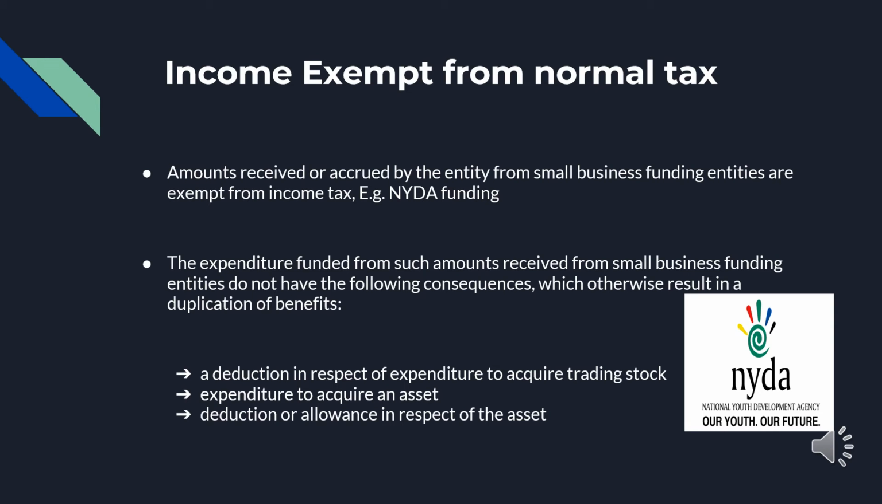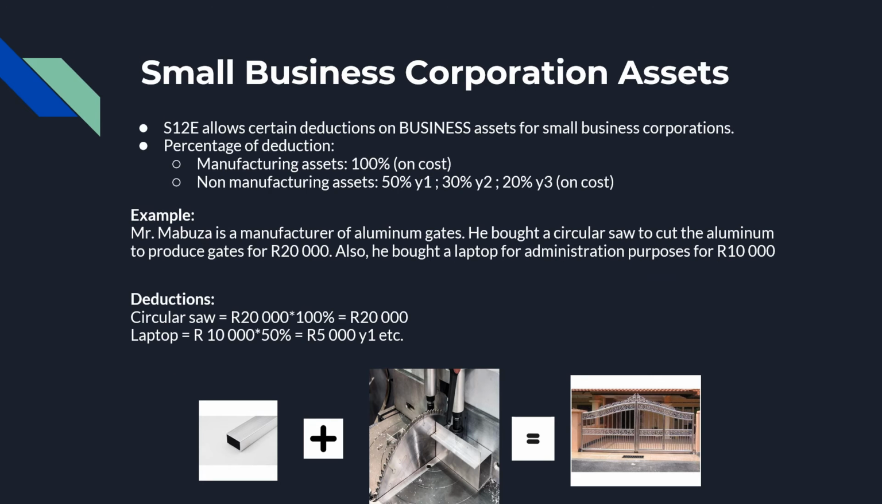Now, the first tax benefit of a small business corporation is that income that is received from small business funding entities such as the NYDA is not taxed. In order for a small business corporation to operate, such a business must invest in business assets. Now, SARS will allow a deduction or a wear and tear allowance on such business assets.